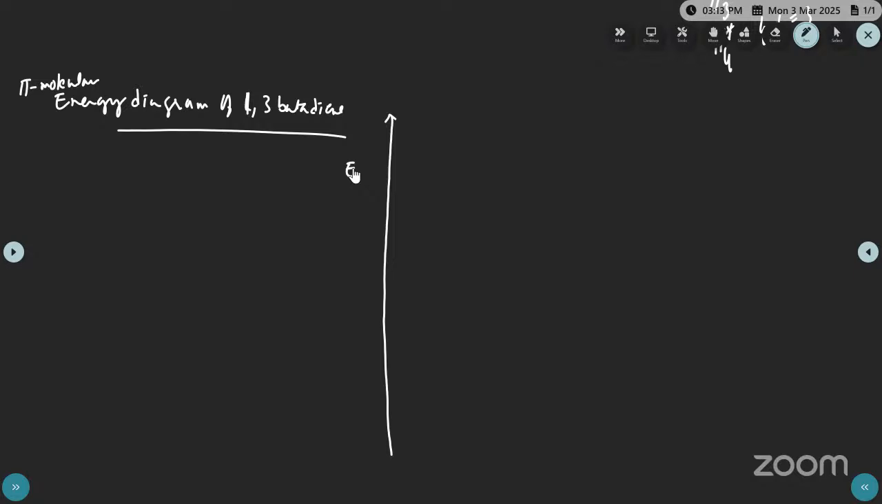Four. The first one is pi 1 molecular orbital, then pi 2, pi 3, pi 4. Pi 1 is the lowest energy molecular orbital. In pi 1, draw the four p orbitals like this. How many nodes? Zero. So we have to maintain zero nodes.